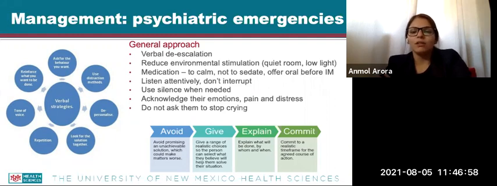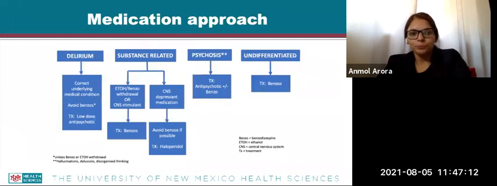I would also say medications are to be considered to calm them and not to sedate them, and to offer oral medications before considering injection use, which may be needed in certain individuals. This is just an approach to have for medication to treat psychosis, depending on what they're coming in with.